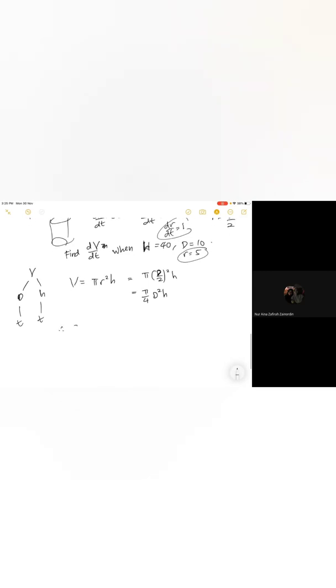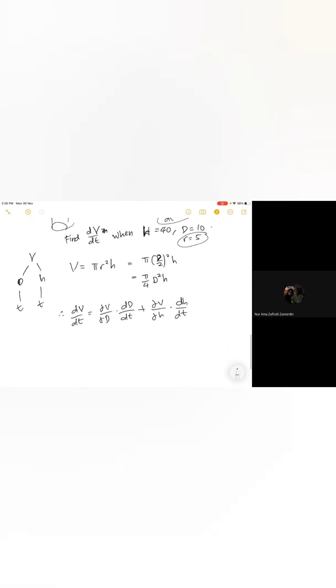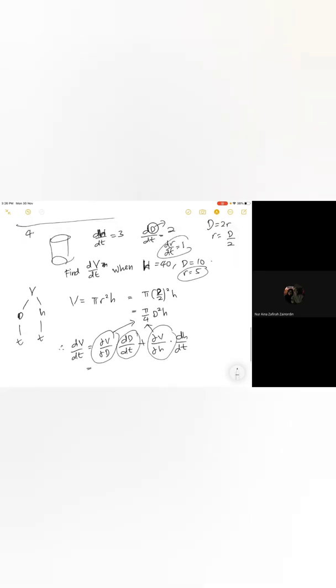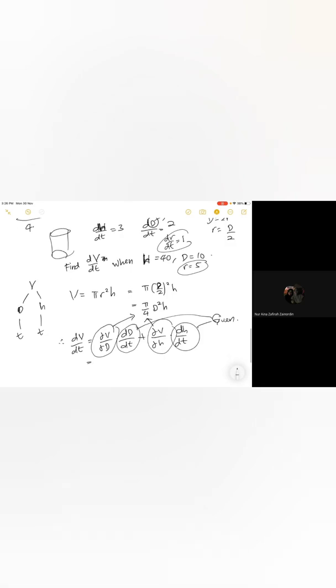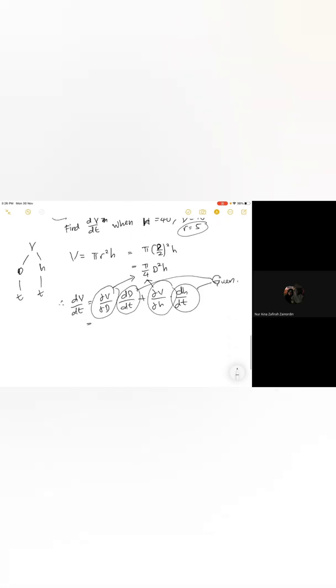So means your dV dt is actually del V del D times dD dt plus del V del H times dH dt. Okay, so how do you get this and this? This is from this equation. Okay, and then this dD and dH is given. So everything can be worked out from that lah. Okay, you may try.